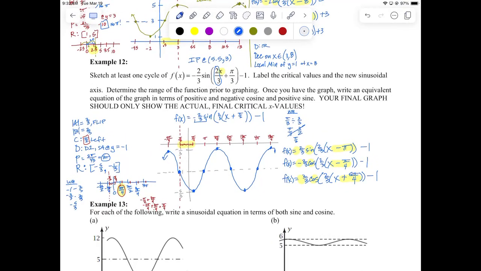Congratulations. You now know how to graph sinusoidal functions when you have pretty ugly shifts. They either both will have pi in them or they will both have no pi in them. Comments or questions on those?